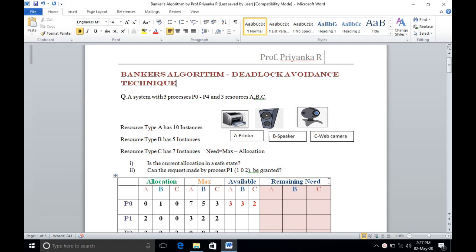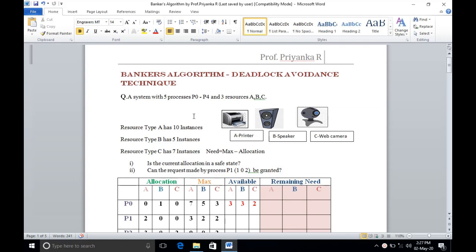Hello viewers, today in this session we are going to discuss Banker's algorithm, which is a deadlock avoidance technique. In the previous lecture, I discussed the algorithm of Banker's technique and also an analogy of Banker's algorithm to understand the various data structures and the various steps in it. So today let us solve a problem on Banker's algorithm.